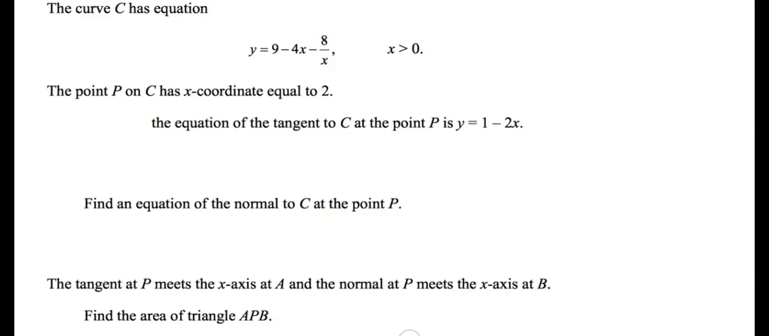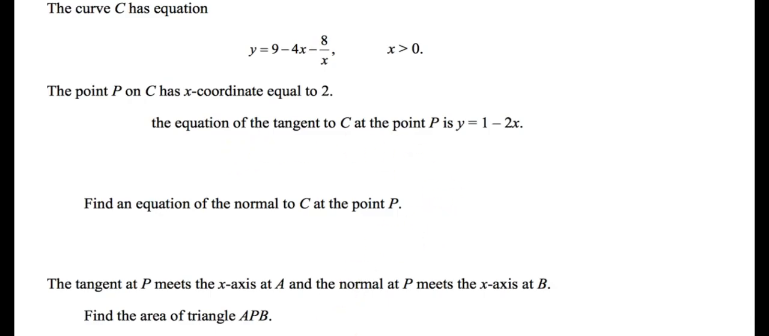Let's look at another question. So here we have the curve C has equation y = 9 - 4x - 8/x. The point P on C has x coordinate equal to 2. The equation of the tangent to C at the point P is y = 1 - 2x. Find an equation of the normal to C at point P. Okay, so let's have a look at this.